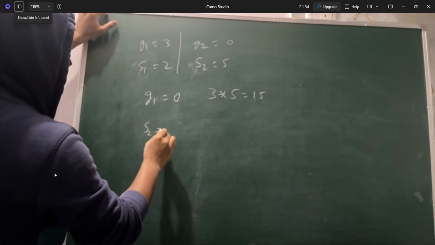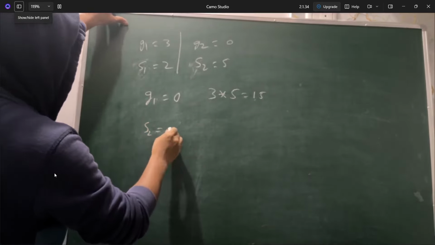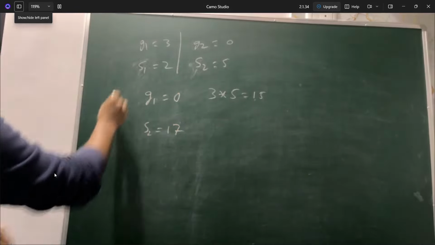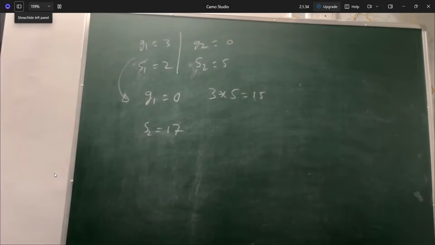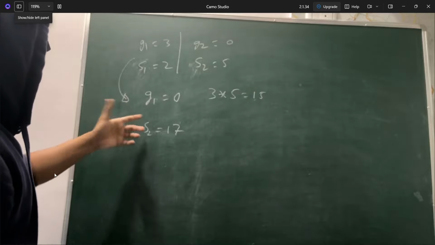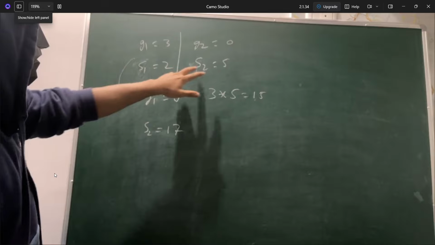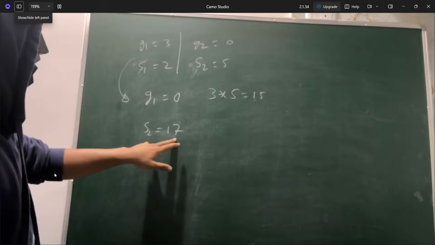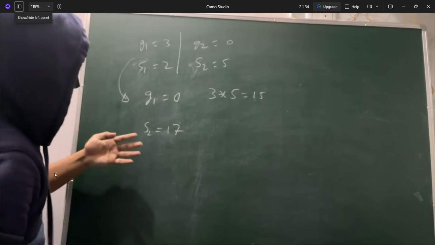So now our S2 will be 15 plus 2, which is 17. This transformation, I think you guys got to know. So this is the case now. Okay, the gold coin is 0, that is achieved, but now he needs 5 silver coins and he has 17. So now here the main thing we'll have to understand.